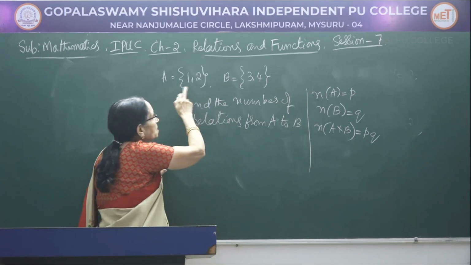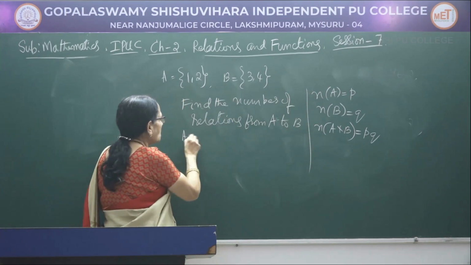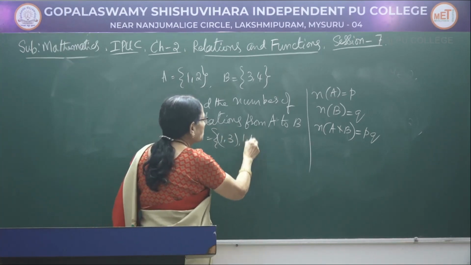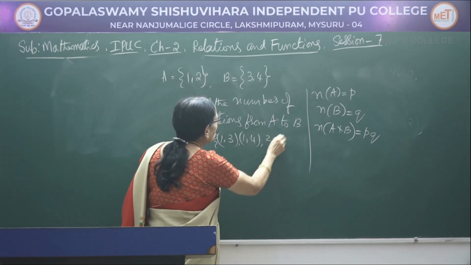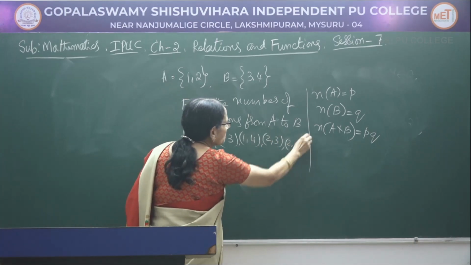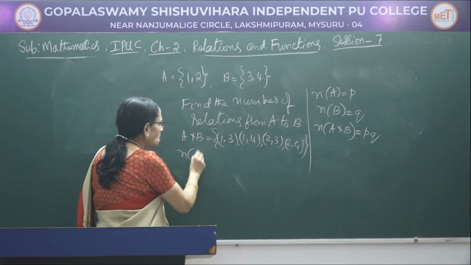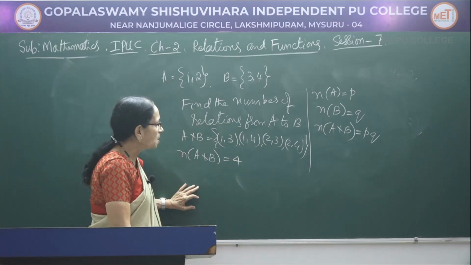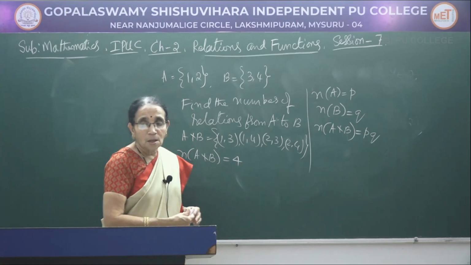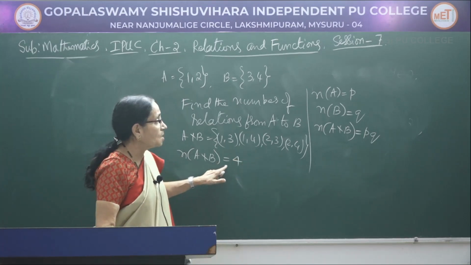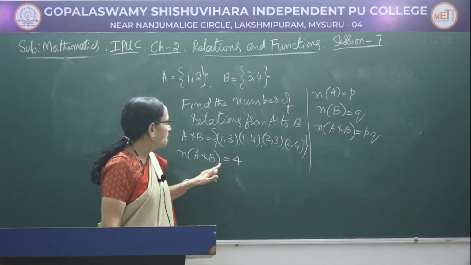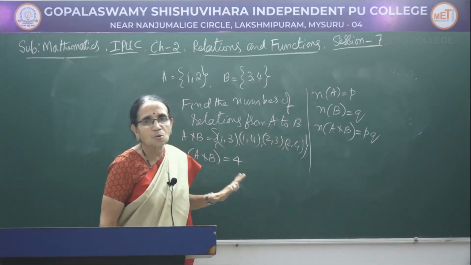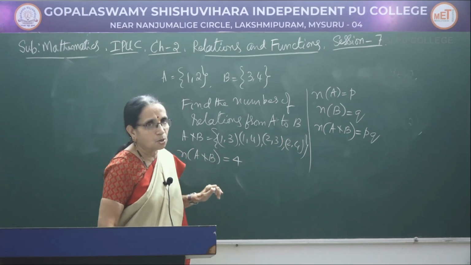Now, look here, n(A) equal to 2, n(B) equal to 2. So, what are the elements of A cross B? Let me write that one. It is (1,3), (1,4), (2,3), (2,4). That is n(A cross B) is equal to 4. Now, after learning about the Cartesian product, we have learnt this: n(A) = p, n(B) = q means n(A cross B) will be the product of the two numbers, p into q.